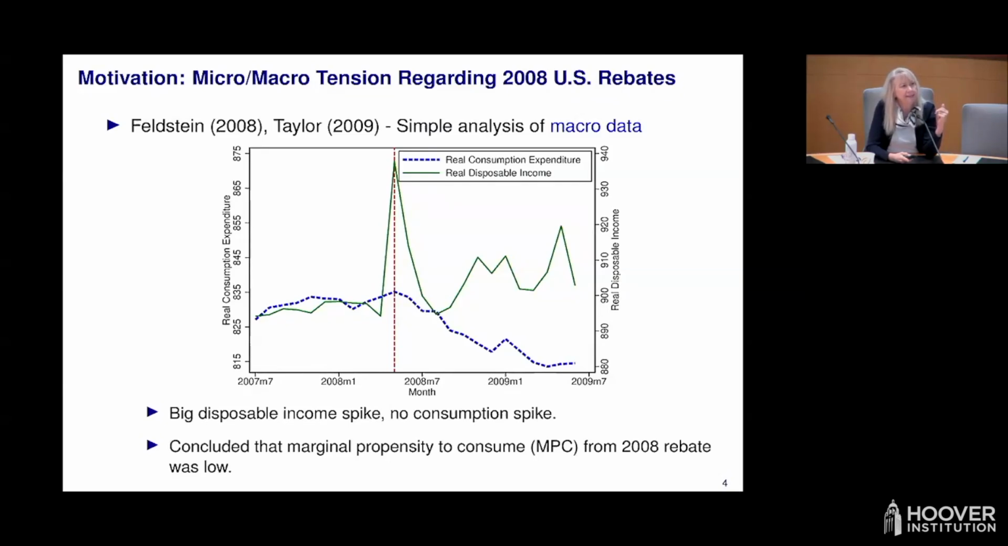This is just the revised data. So the green line is real disposable income, and you can just see that rebate. And the red line is when 50% of the rebate was given out in May 2008. And then you look at the consumption expenditure line, and it has a little bump in it, but there's no spike there. And they concluded that the marginal propensity to consume, MPC for short, for the 2008 rebate was low. Okay, so that seemed really clear. It was just obvious in the data.